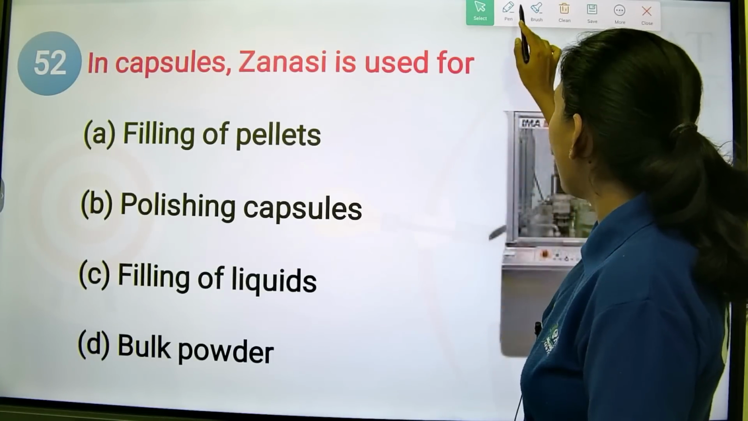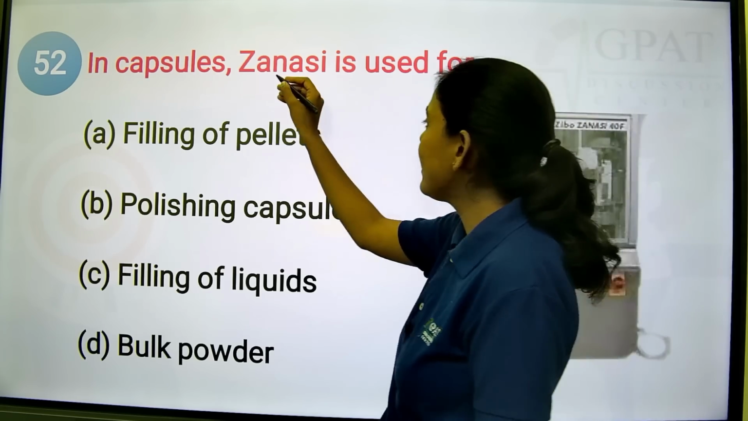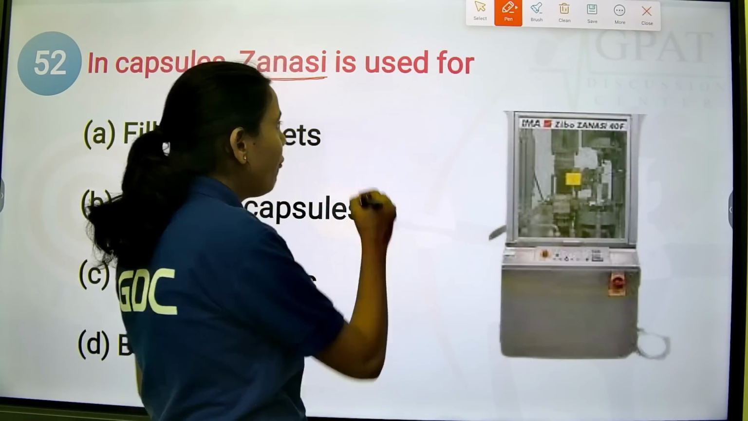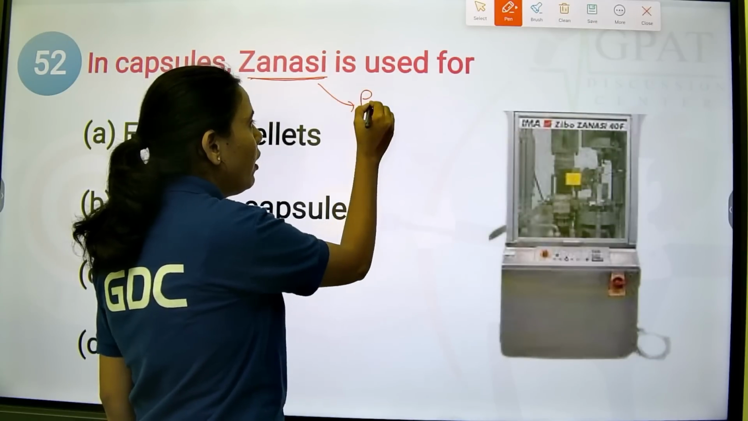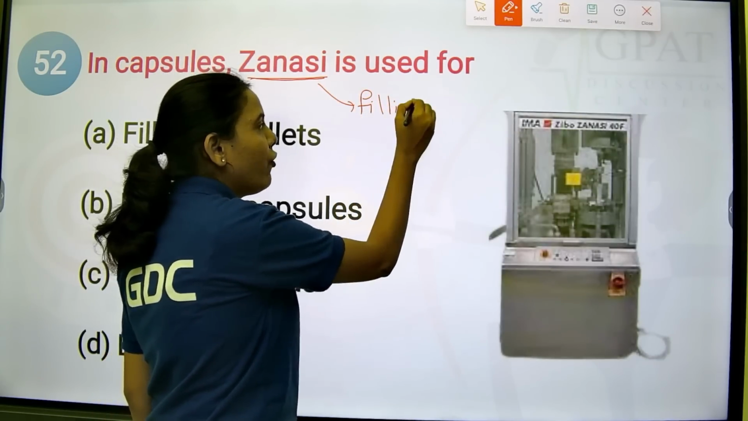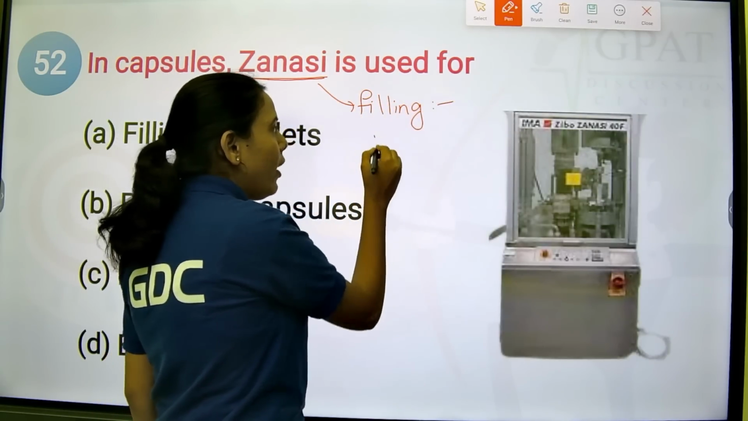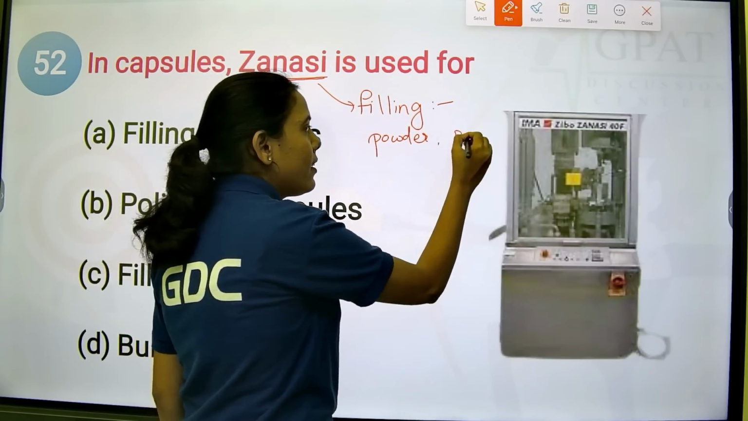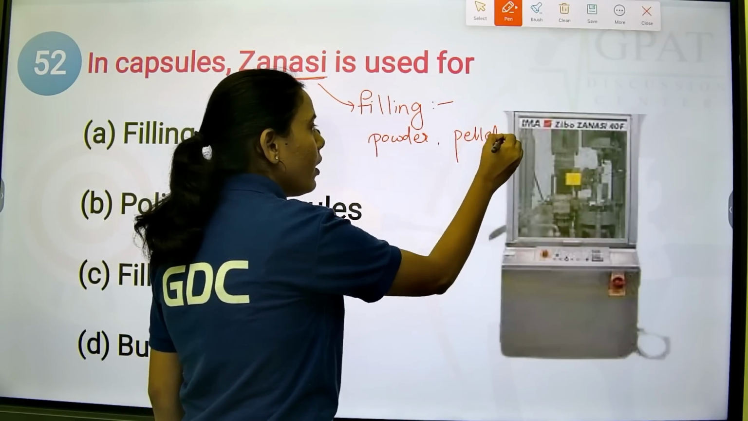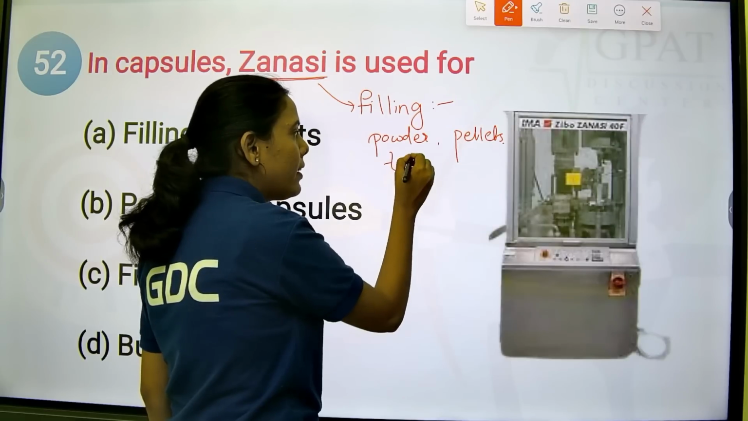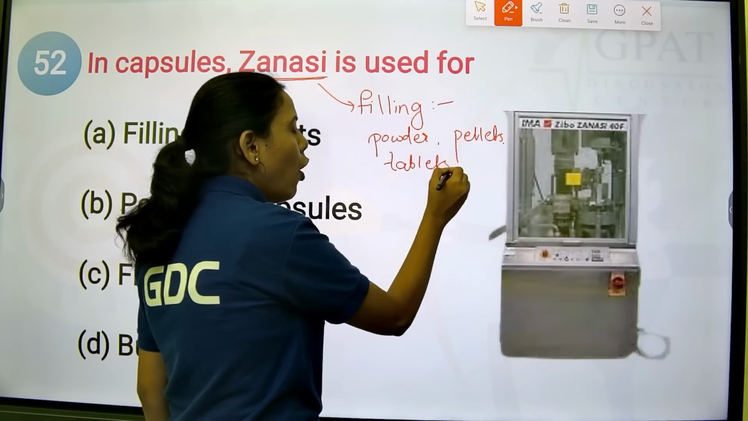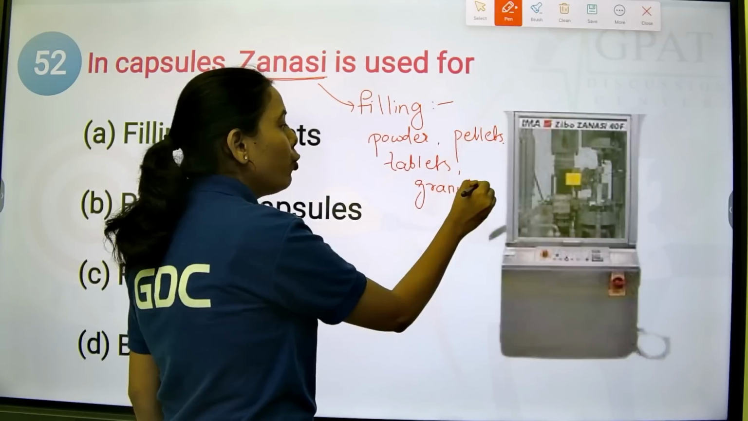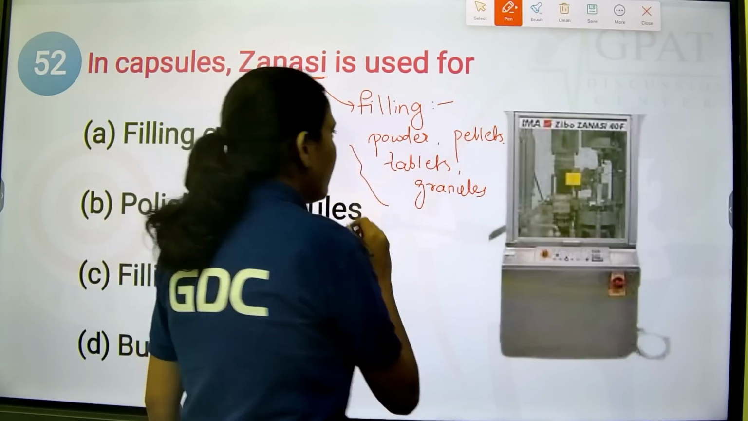In capsules, GS is used for filling material. GS is nothing but the name of the instrument. What kind of material can we fill? We can fill powder into this one. We can fill pellets. We can also fill some mini tablets into the capsule, or some granules. So GS is the instrument used to fill all of these formulations.